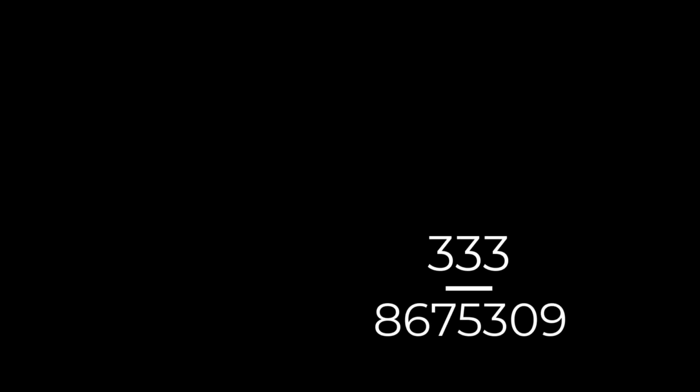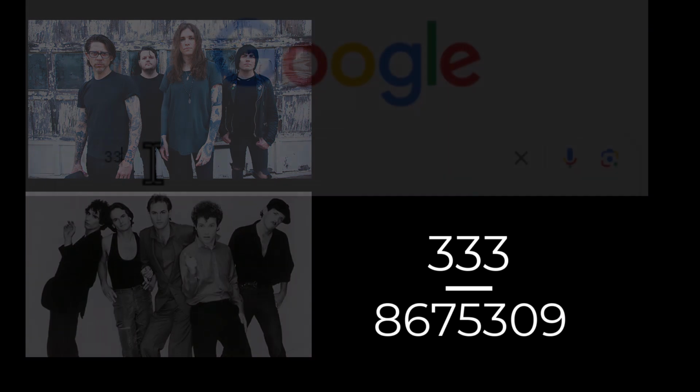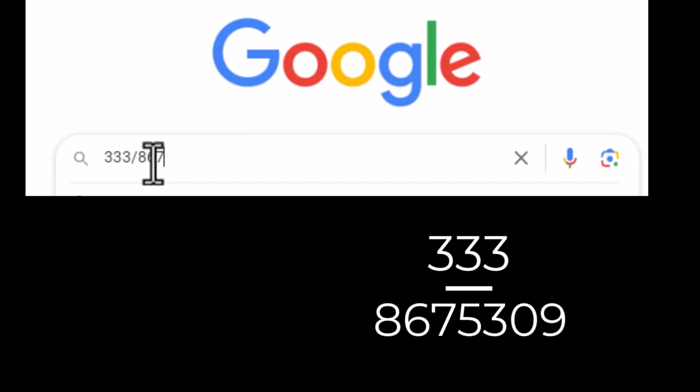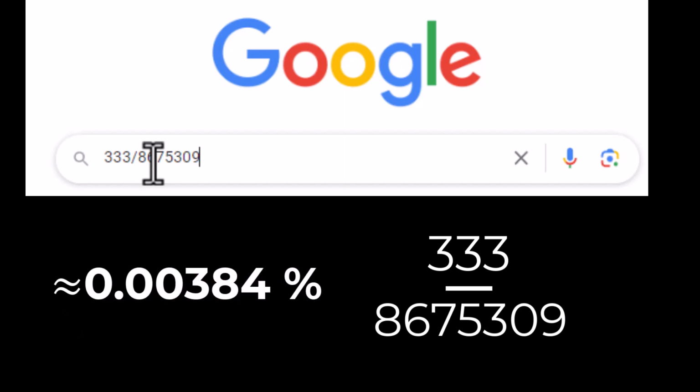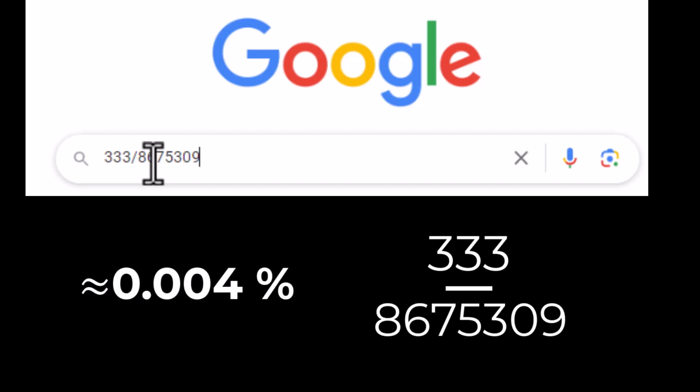Okay, we've got one more fun one to do, and I chose this one just to get us a really, really small percentage and to make sure that when percentages are tiny, we don't freak out. So, without further ado, 333 over 8,675,309. Let's begin by converting that fraction to its decimal, and then just like before, we take that decimal point and move it 2 places to the right, which means it's about 0.00384%. Or if you just want to go to one digit, we can just call it 0.004%.